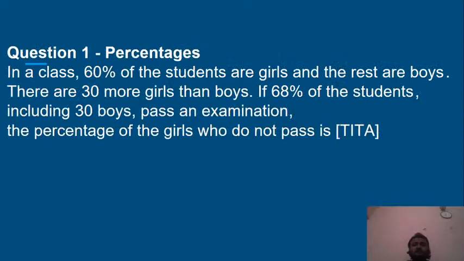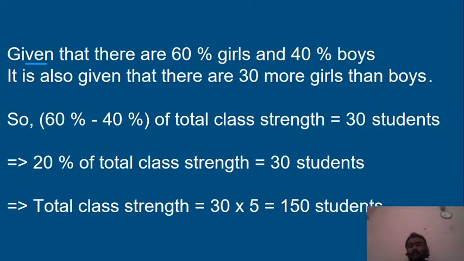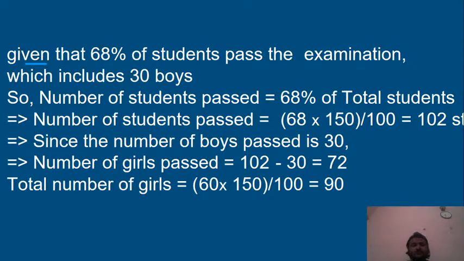Okay, let me explain it one more time to you. क्वेश्चन में कहा गया है कि एक क्लास में 60% are girls and 40% are boys, and the girls outnumber the boys by 30. So 60% minus 40% of the total strength is 30 students. In this way I find out the total number of students, that is 150 students. Now out of 150 students, 68% pass the examination. So I can say that 102 students have passed, and in those 102 students, according to the question, 30 are boys. So I can say that 72 girls have passed.